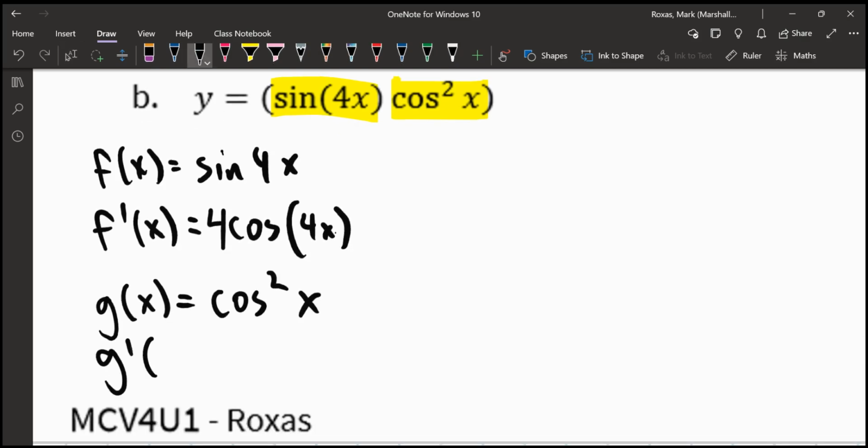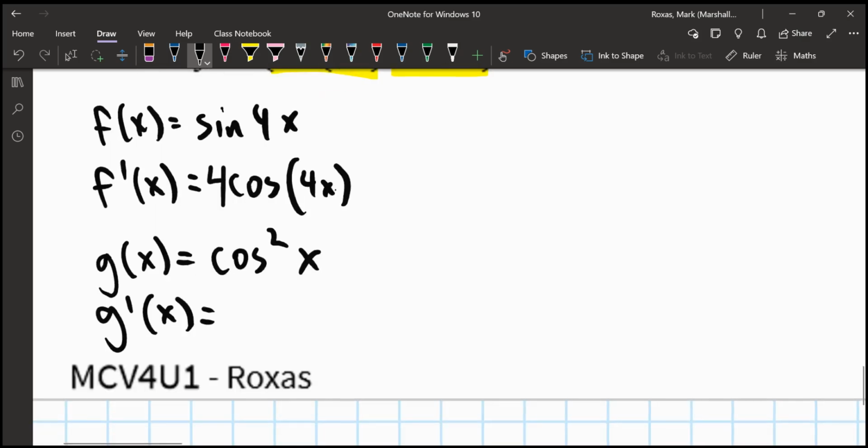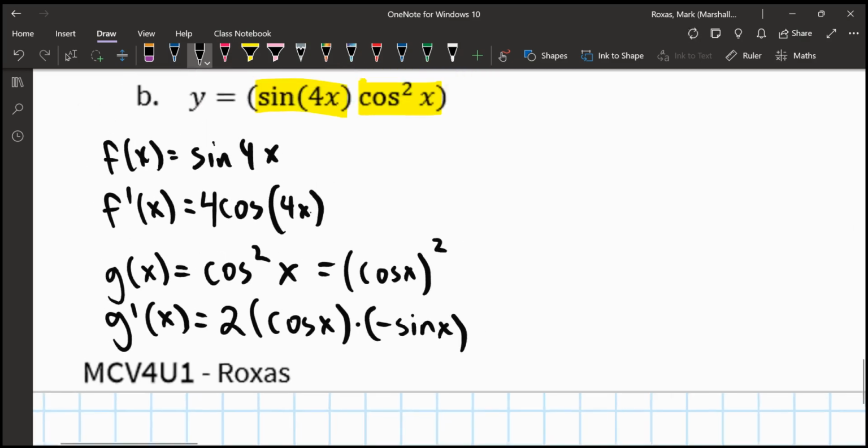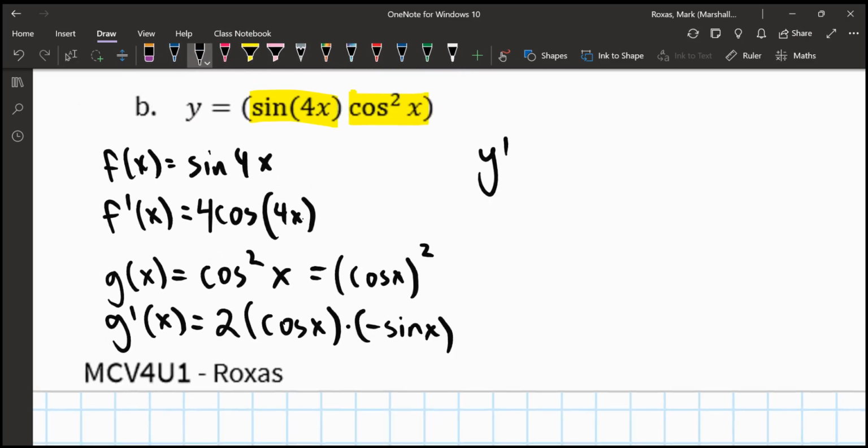And so g prime. Okay, now again, cosine squared x, you can write that as cosine of x in brackets squared, so that you can recognize you have to use the chain rule here. 2 comes to the front, rewrite the inside cosine of x, and then multiply by the derivative of the inside, so negative sine of x. Okay, now you have the pieces, put them together to find the derivative, y prime.